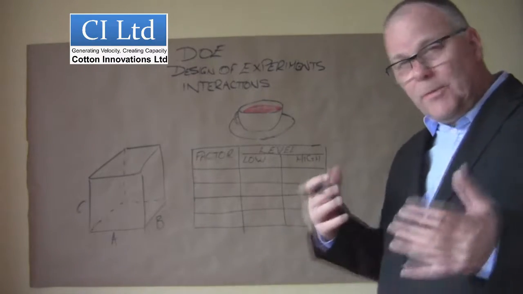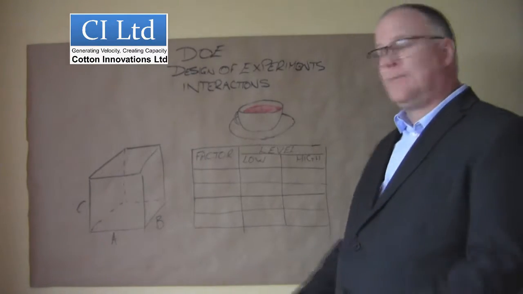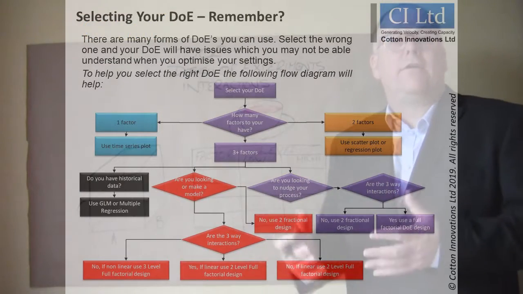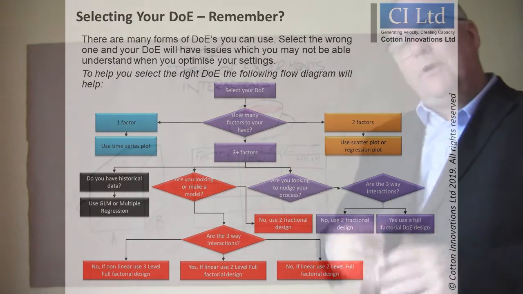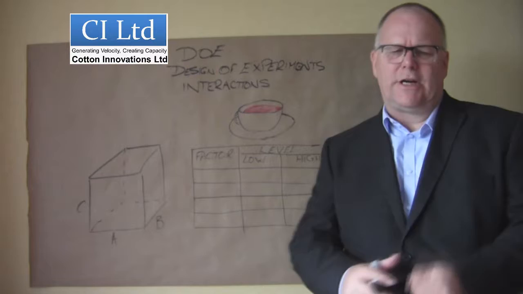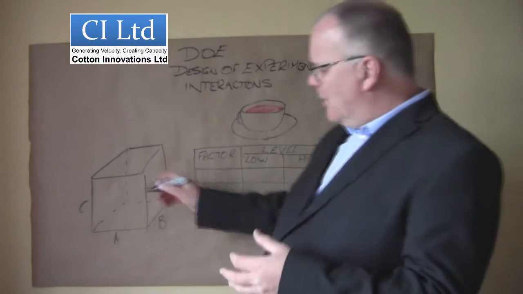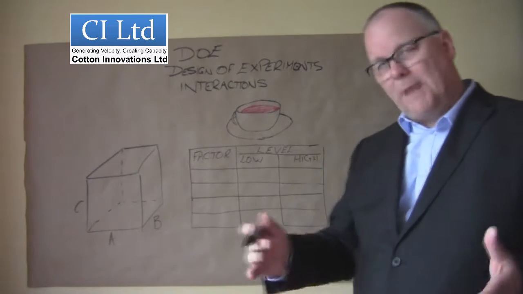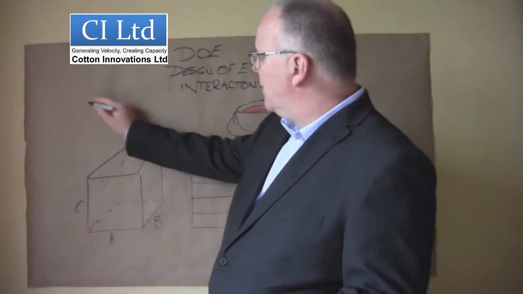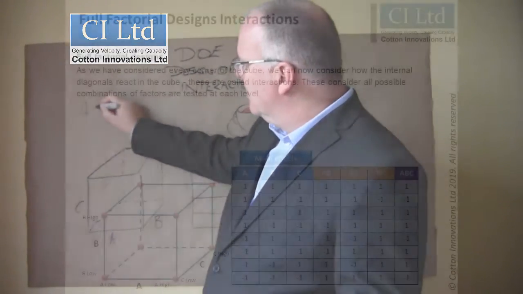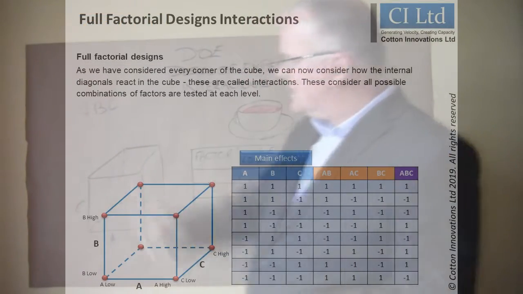One of the things we've been looking at in this series is design of experiments. This is the second of the videos, and we're looking at interactions. What do we mean by an interaction? We talked about that in video 1. We talked about how you have the three main effects. We call them A, B and C. So your main effects would be A, B and C.